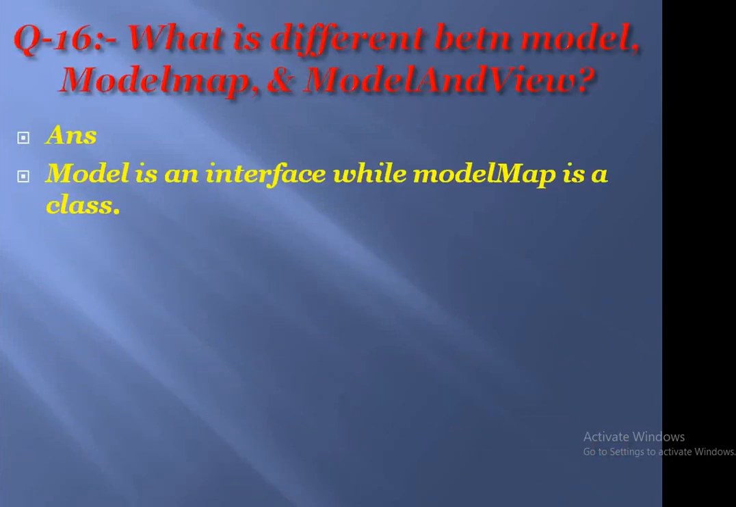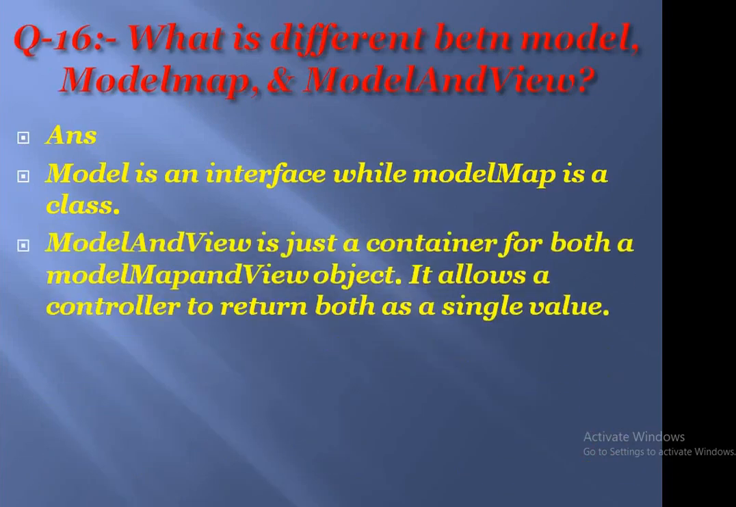What is the difference between Model, ModelMap and ModelAndView? Model is an interface while ModelMap is a class, and ModelAndView is just a container for both a model map and view objects.